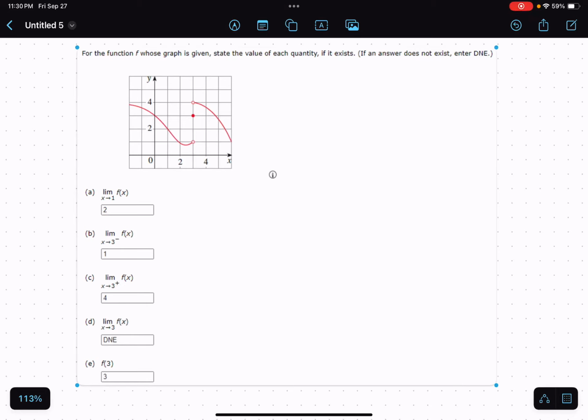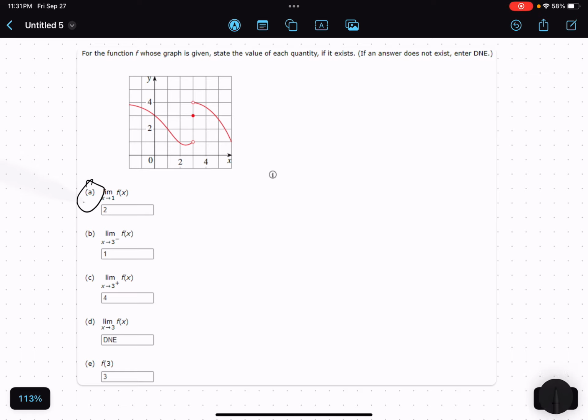So you want to learn how to evaluate a limit and state the value of each quantity. When we look at this graph, what we notice is that there's a limit approaching from the left and a limit approaching from the right, and then two holes and a dot here. These are going to be very important.